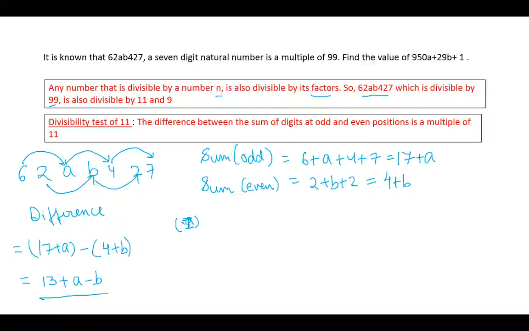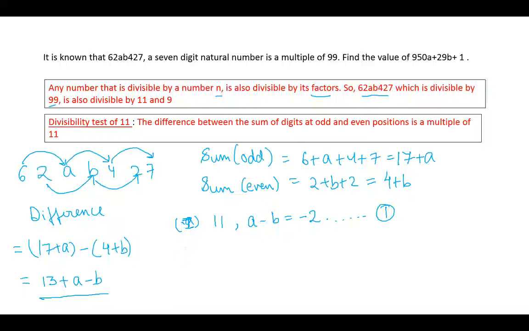The nearest multiple of 11 that I can think of near 13 plus A minus B is 11, right? For that, I need A minus B to be equal to minus 2. Now some of you might worry whether having a negative number is okay. It is perfectly alright in this condition. We mentioned that A and B have to be whole numbers between 0 and 9, but B can be greater than A. You can have A which is 3 and B which is 5, or A which is 4 and B which is 6, which means this condition is perfectly alright. So we'll call this our equation 1.